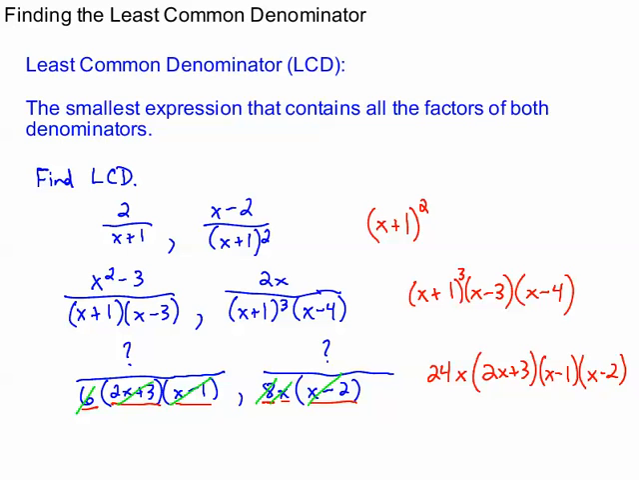Okay, so we've missed out on one important thing. We have to factor the denominators first. Notice all these denominators are already factored. You have to factor them first, and then you can build your LCD to contain all of the factors. So I didn't do that, but all you have to do is factor your denominators before you start building the least common denominator.